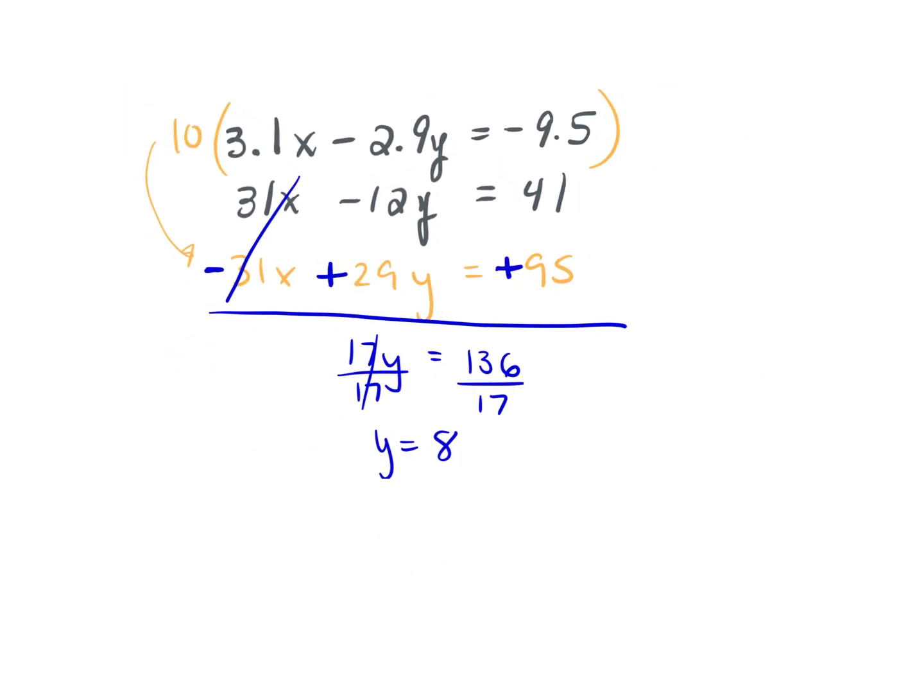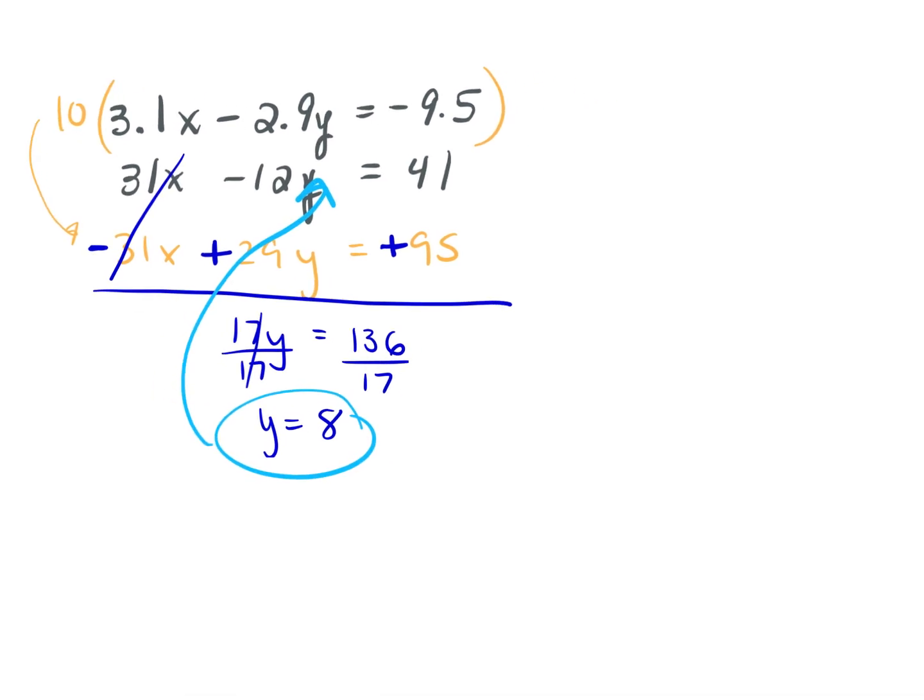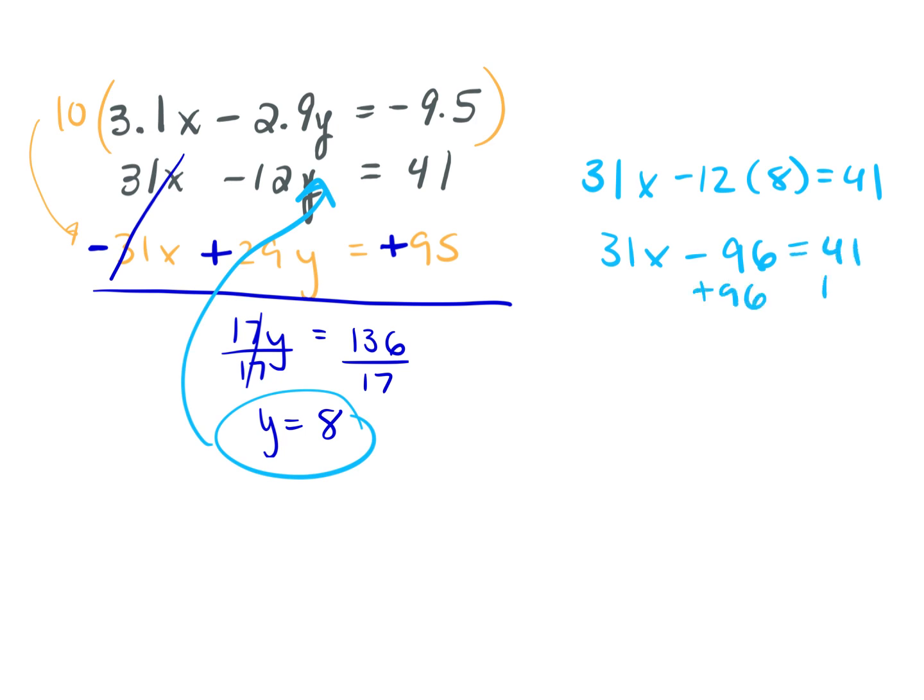Plug it in. So just be super careful since y is equal to 8. You're plugging that into the y to find x. I'm going to plug it into the second equation. That way we don't have to deal with the decimals in the first one. So 31x minus 12 times 8 is equal to 41. So 31x minus, what's 12 times 8? 96 is equal to 41. Add 96.